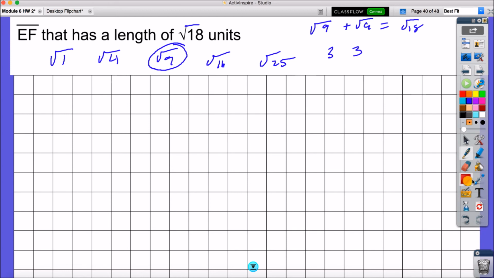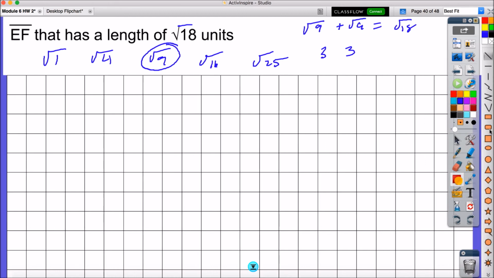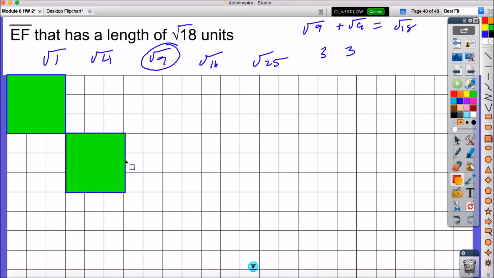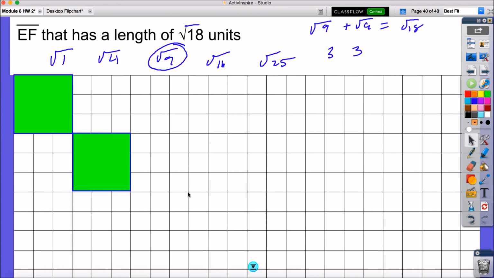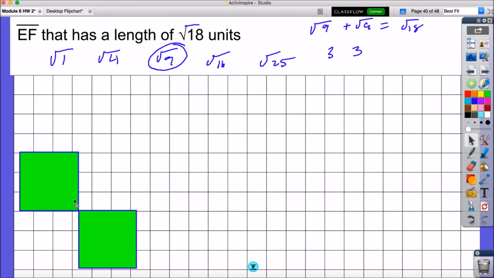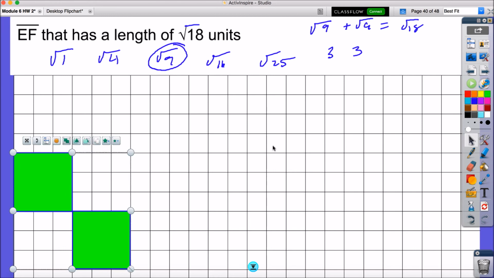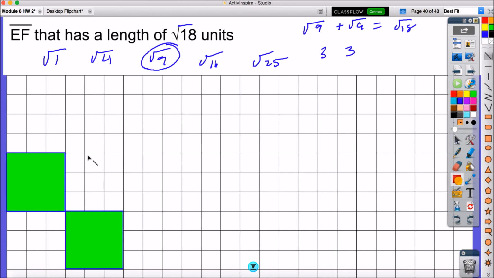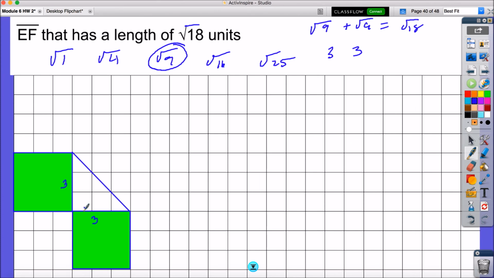So that means if I were to draw my squares here, I'd have an area of 9, and I would have another area of 9. This value right here would be the beginning. This would be one side of my square, okay? So this one's pretty easy because I have side lengths of 3. So I go to the left 3, up 3.